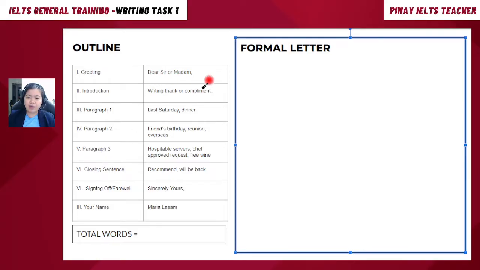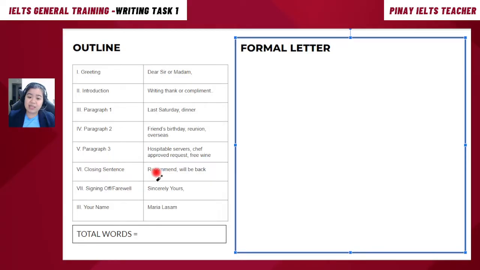We know that we're writing to a restaurant manager. We're writing to thank them for a good service. The service happened last Saturday during a dinner. The dinner was a celebration for a friend's birthday. It was also like a mini reunion since we haven't seen that friend who was overseas for a couple of years. Okay. And then also, what we enjoyed are the hospitality of the servers. The chef approved of our special requests, and they even gave us a free wine.